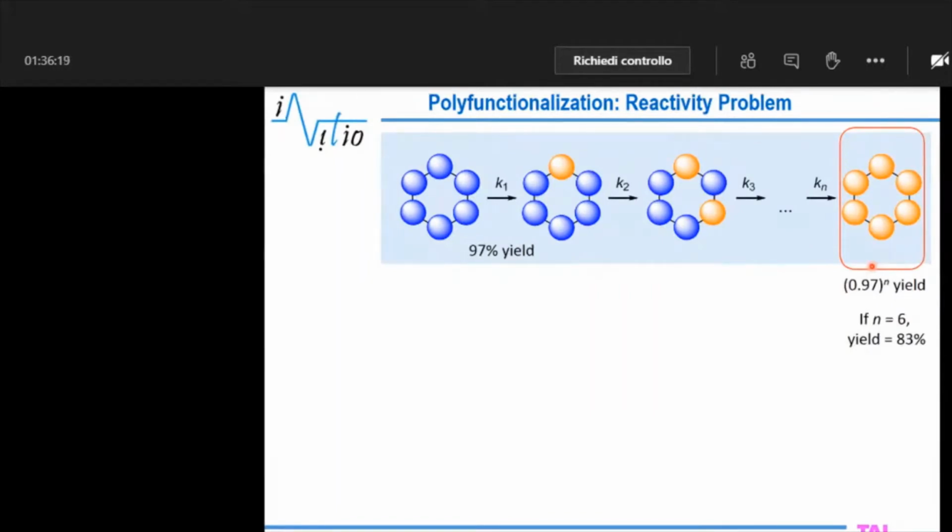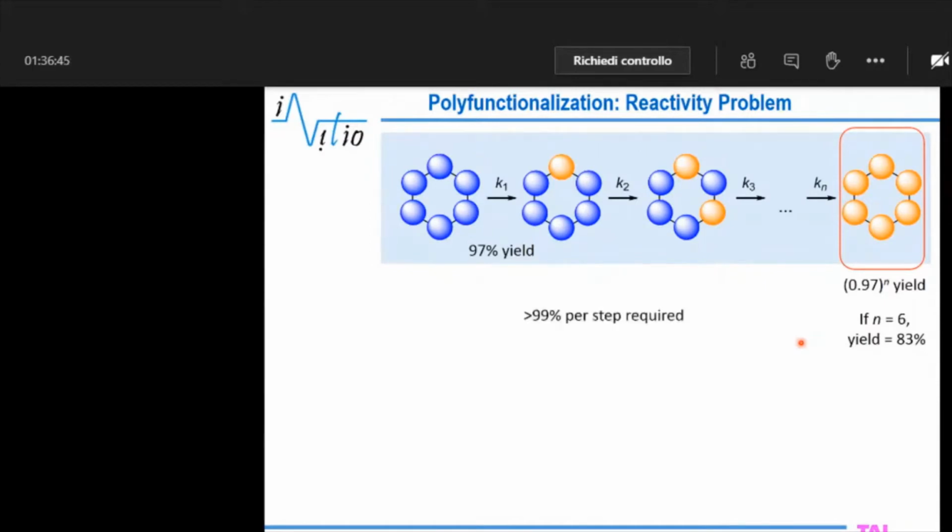Because from the other side, what will be the rest? What will be the 17%? The 17% will be all these guys before this hexafunctionalized product. So it will be a mixture of everything. And taking into account that the properties of these intermediates are very close to the properties probably of your product, it will be a nightmare to separate.